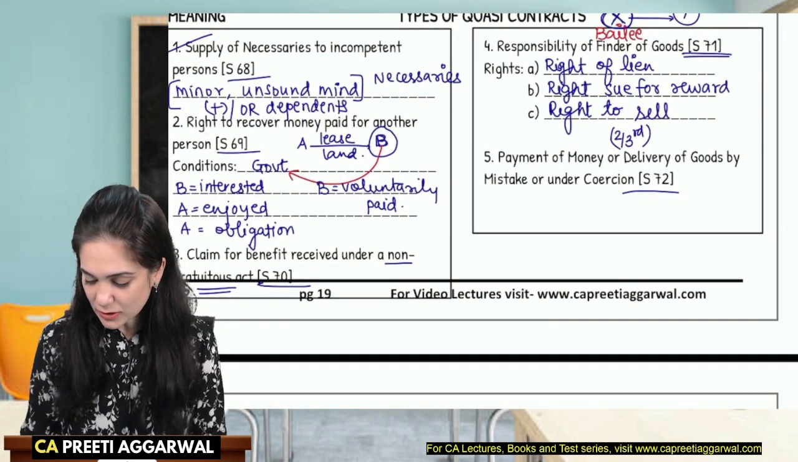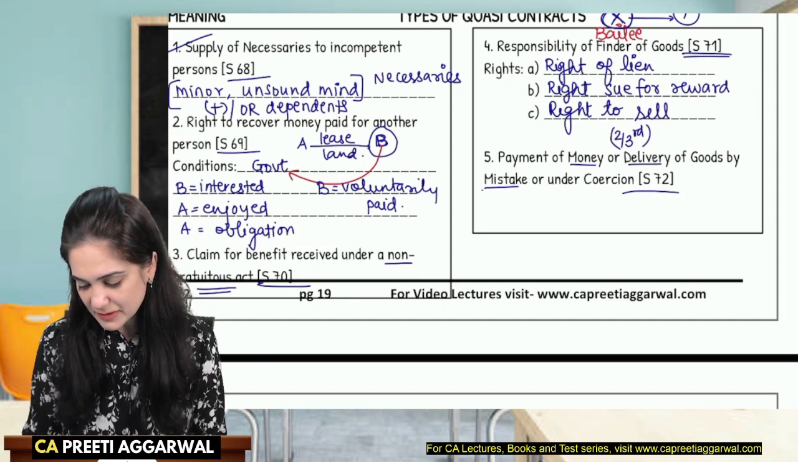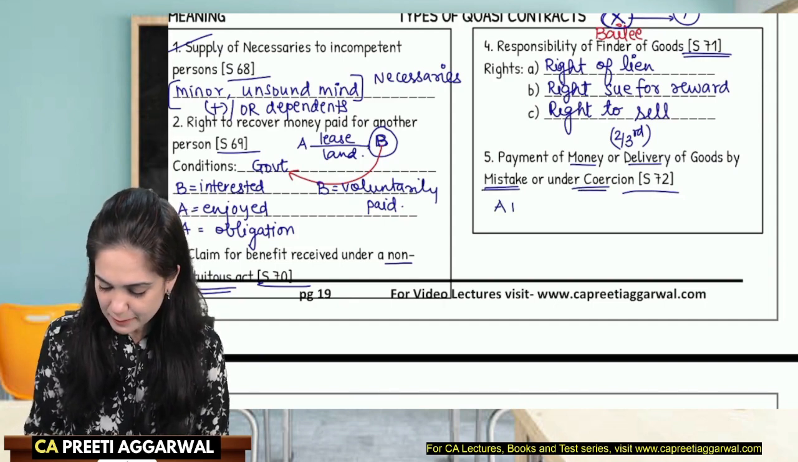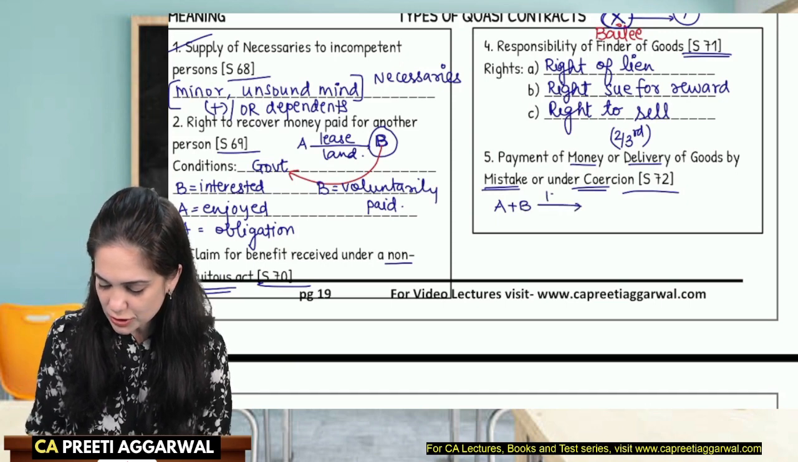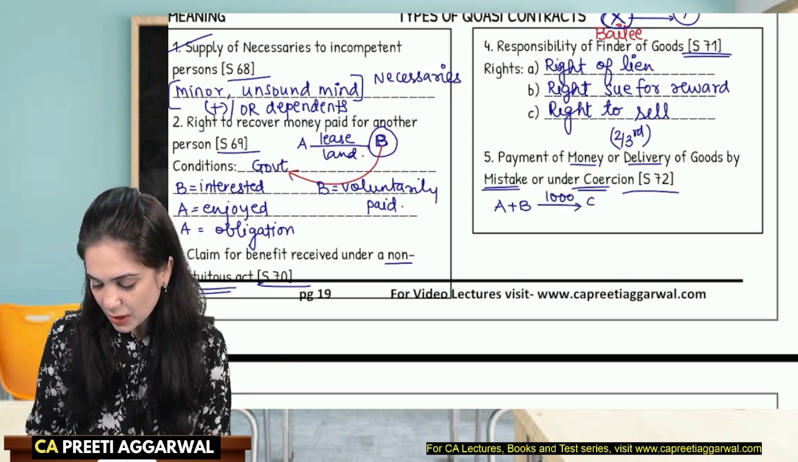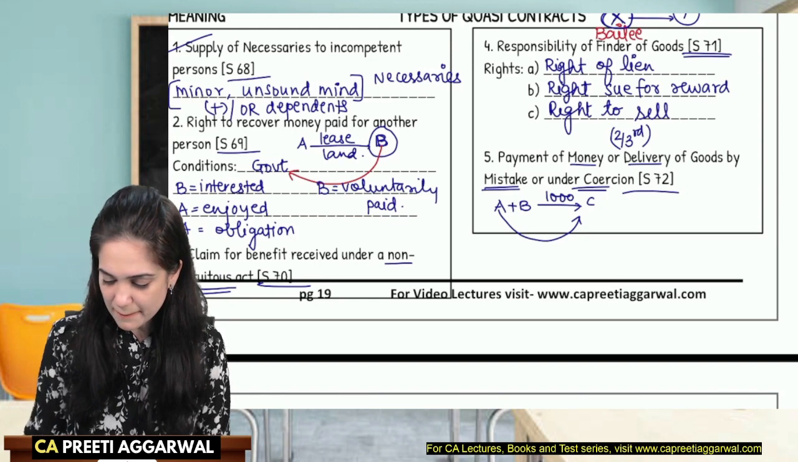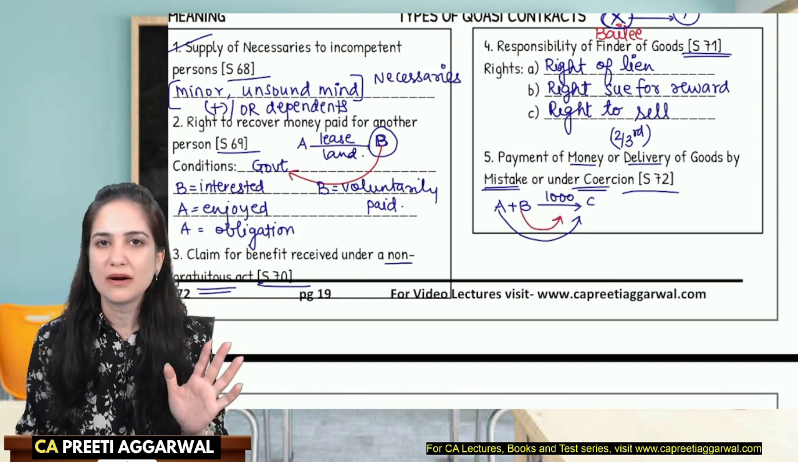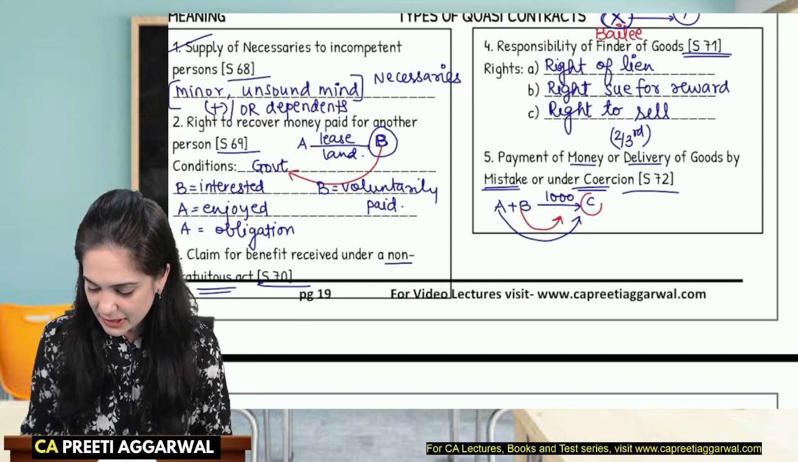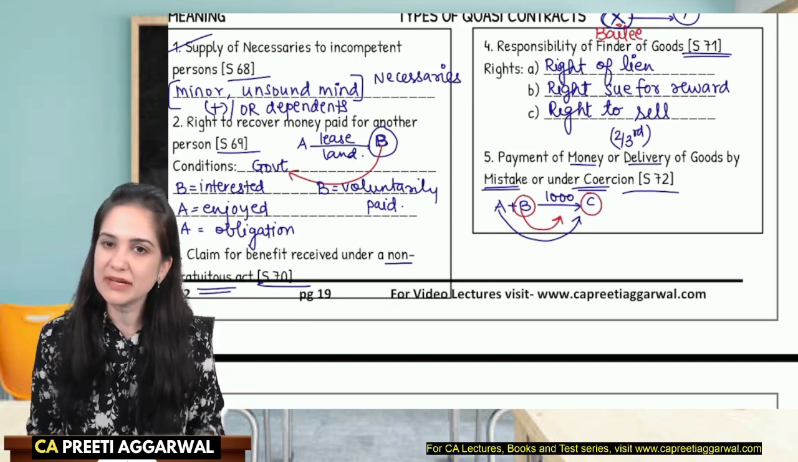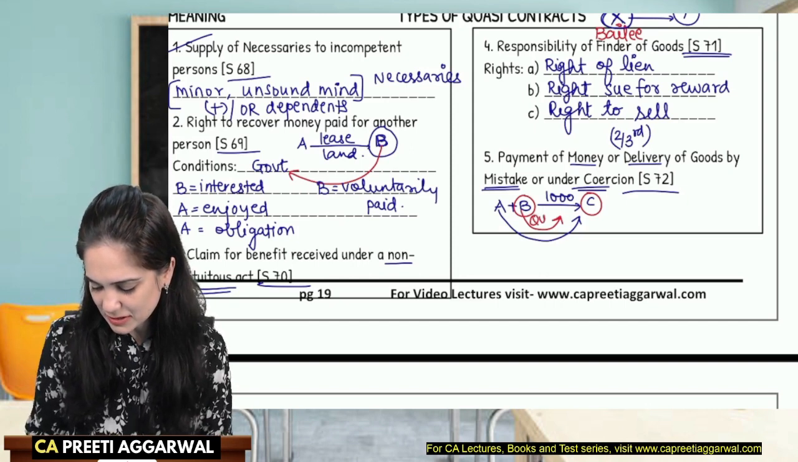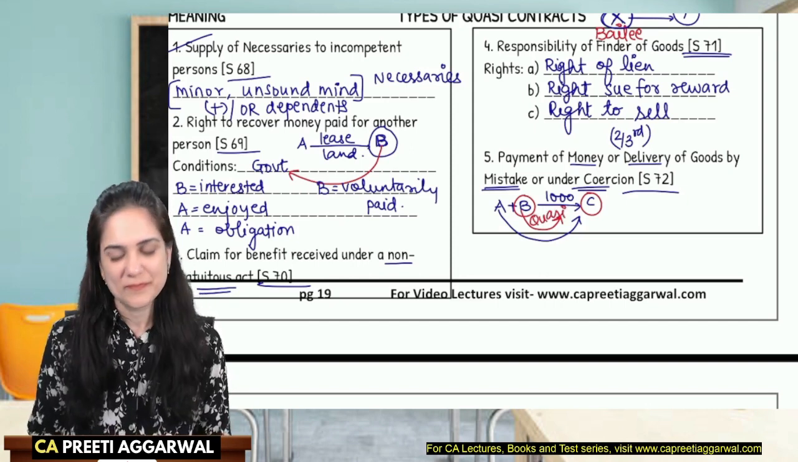Payment of money or delivery made either by mistake or under coercion. Now let's say that A and B both owe 1,000 rupees to C. Now A pays 1,000 rupees to C, and by mistake B also pays 1,000 rupees to C. C is enjoying. It is his responsibility to return the money to B, saying that A has already paid the money. This is nothing but a quasi contract.